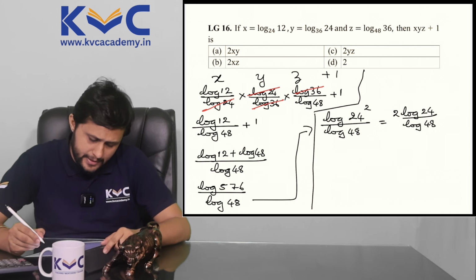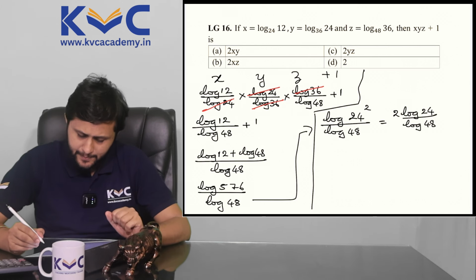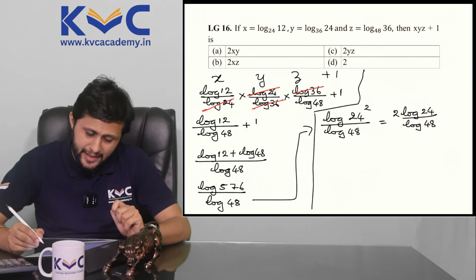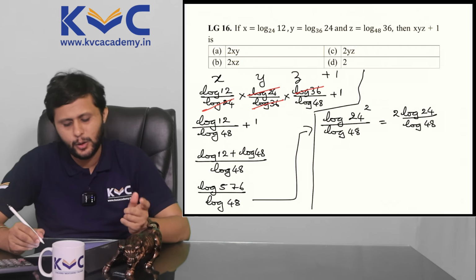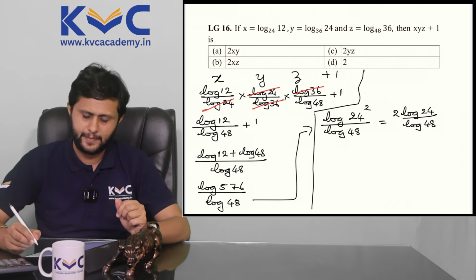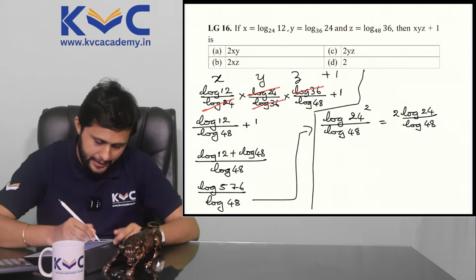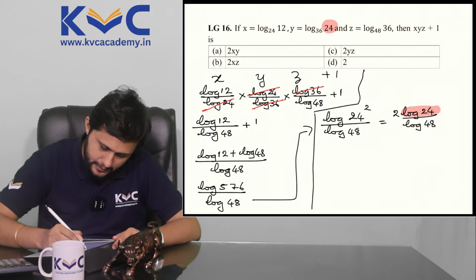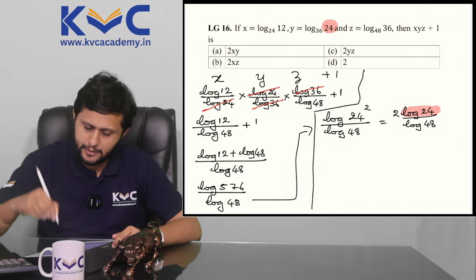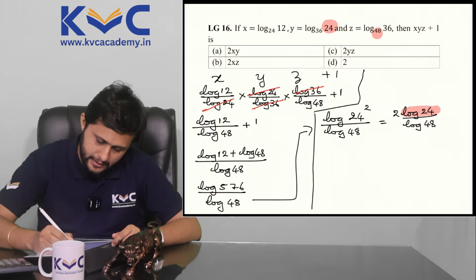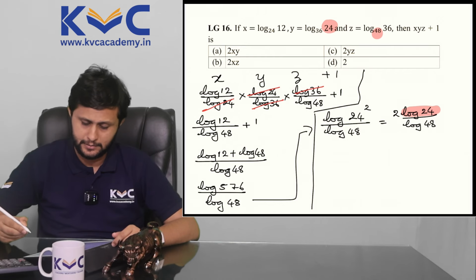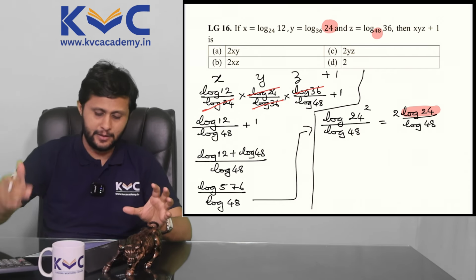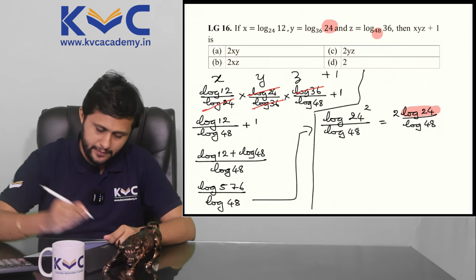Now we'll see the question because the answer is given in terms of x, y and z. Log 24 we have it in y. Log 48 we have it in the denominator of z. I repeat, I'll just highlight now. See this, log 24 is there here. And log 48 is there here in z denominator. It is in the numerator of y. It is in the denominator of z. So I will expand the given one.